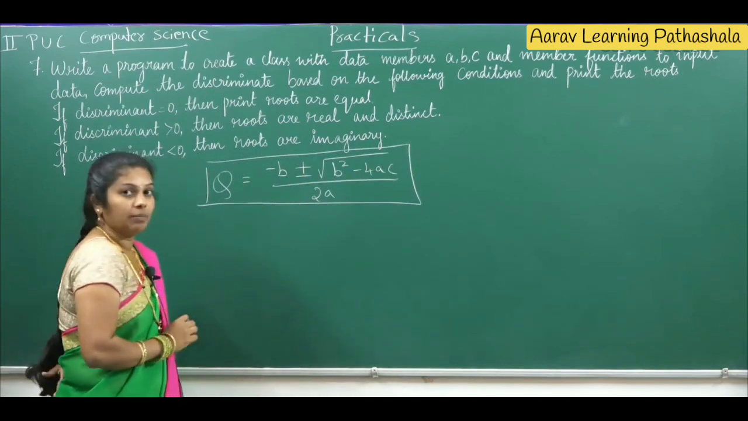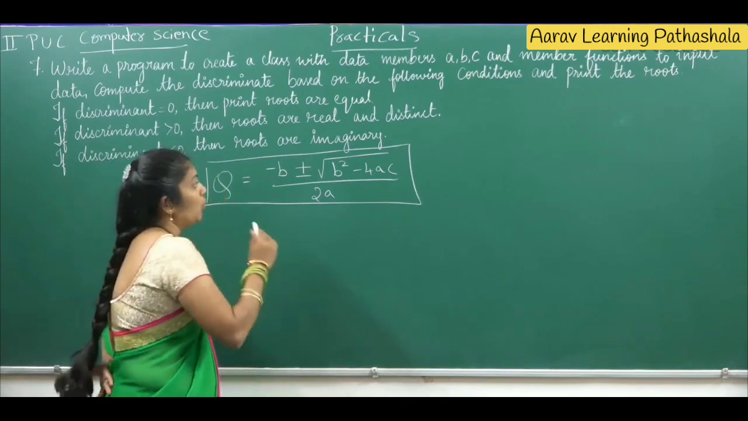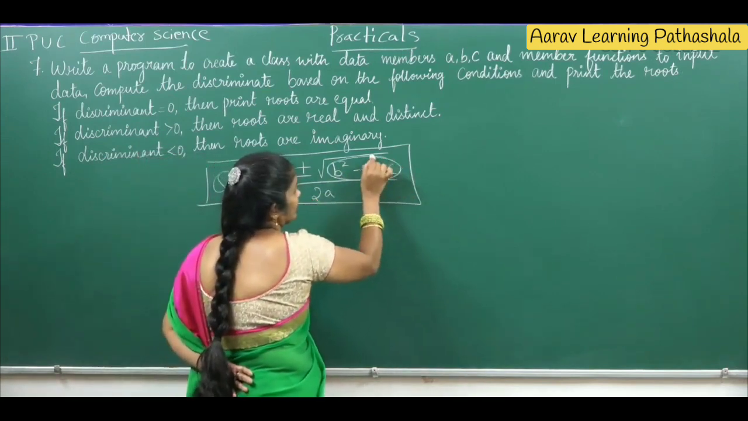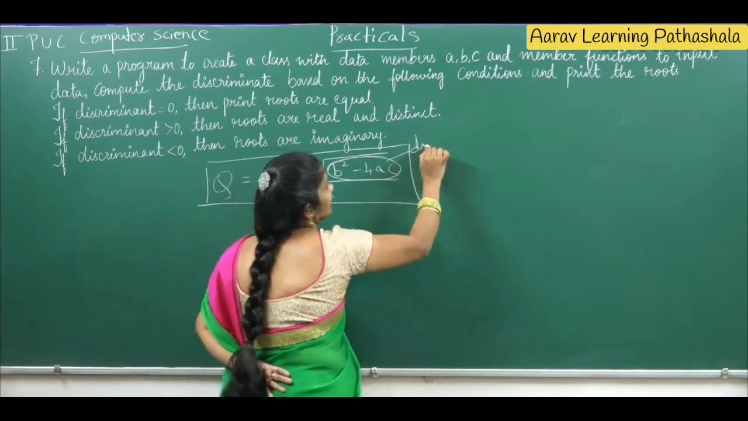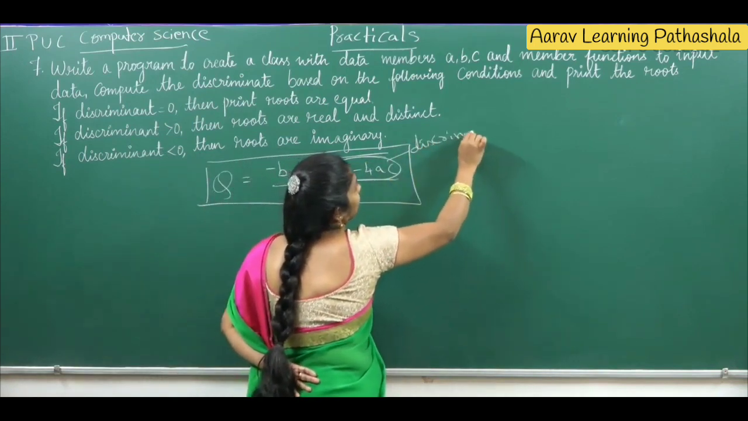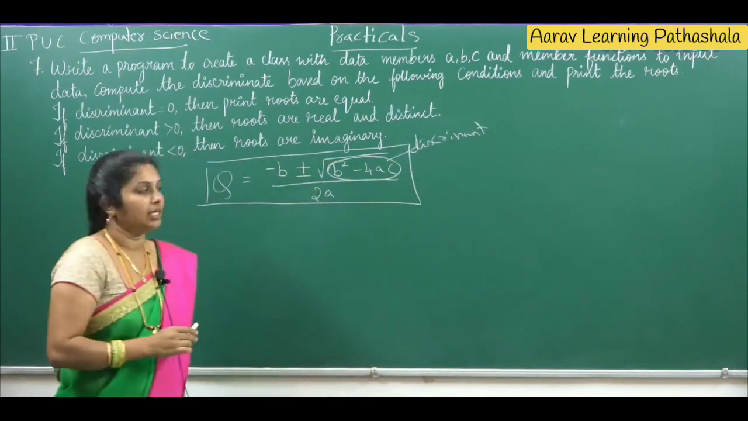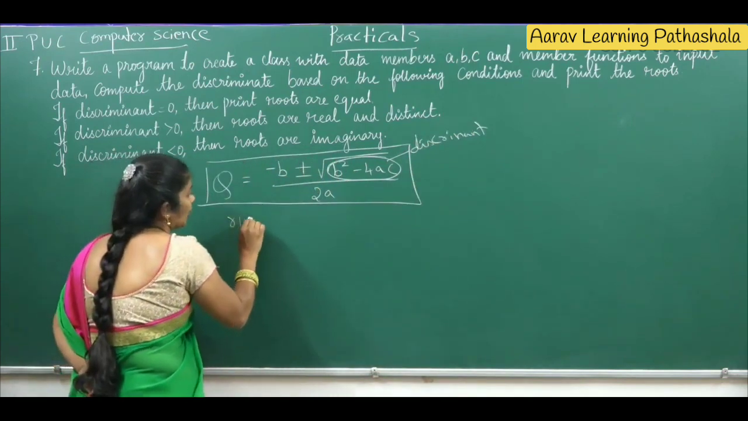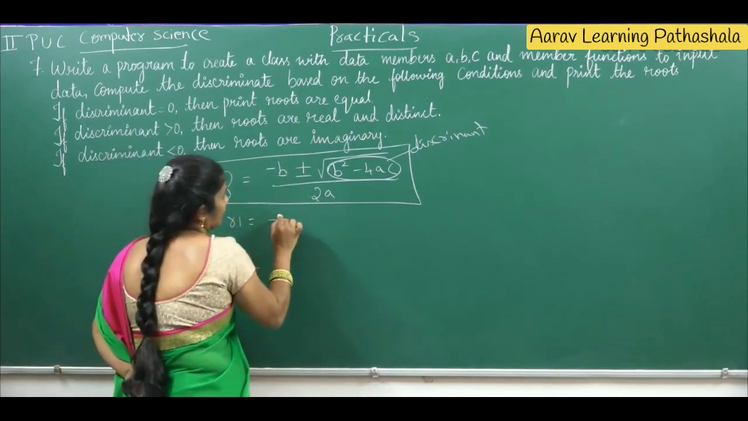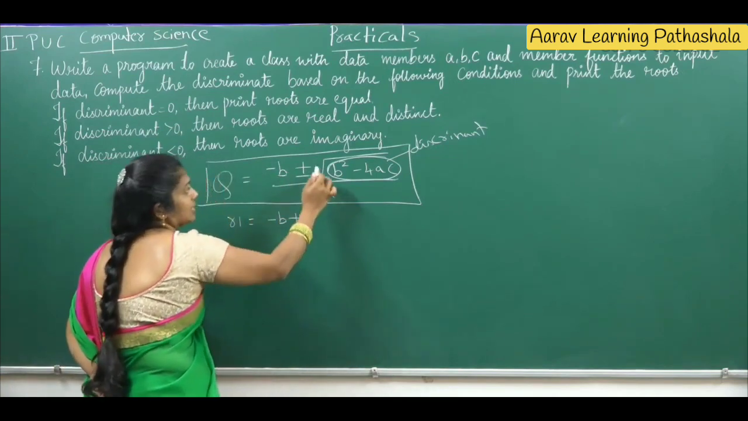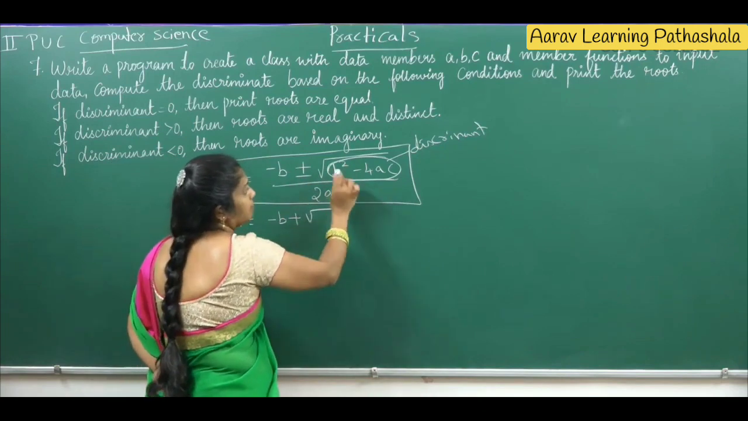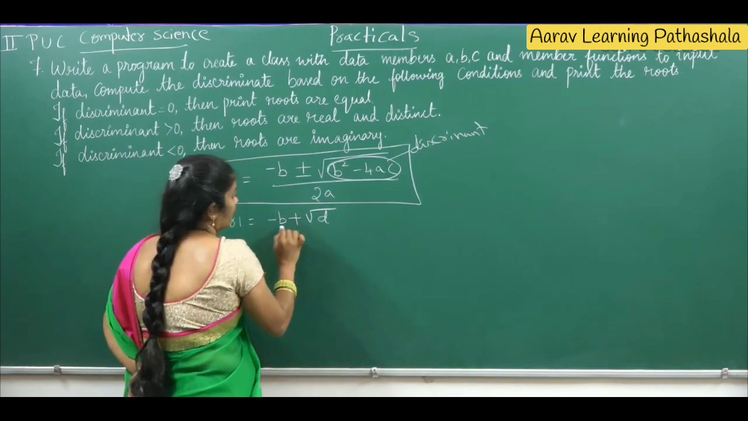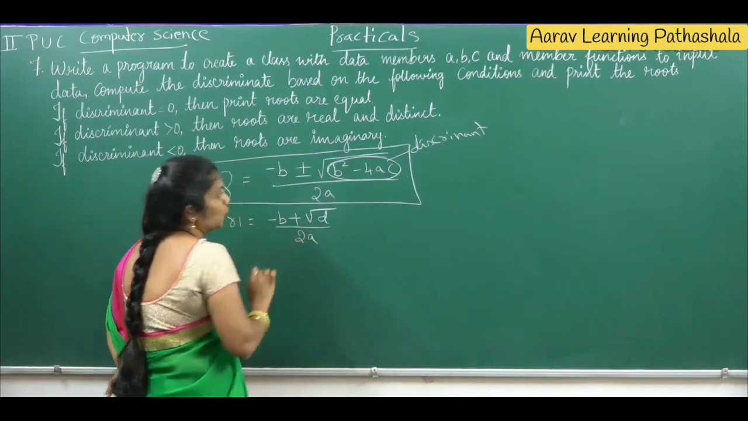Then what do you mean by roots here? What do you mean by discriminant? B square minus 4AC is called the discriminant. Then what does root 1 represent? Root 1 represents minus B plus square root of B square minus 4AC, which is nothing but the discriminant, that is square root of D, whole thing divided by 2A.